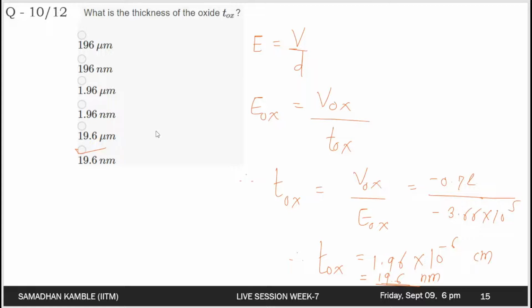Okay, do you have any doubt in these problems which are based on one data? And we'll then move to the final two problems.